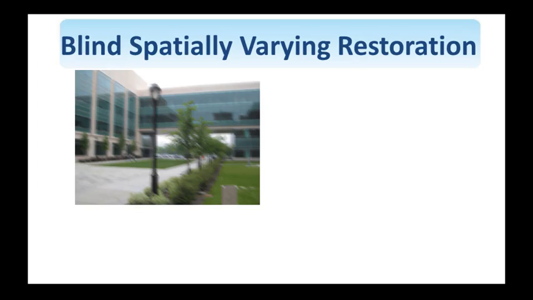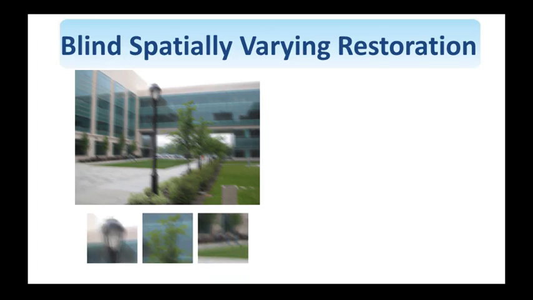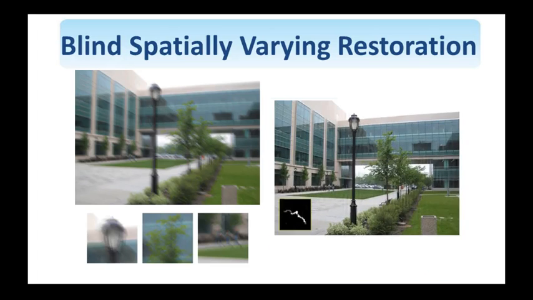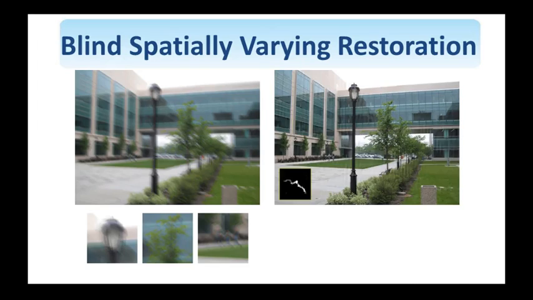We show here an image acquired by a handheld camera. During exposure time, the camera shook, and this is the resulting blurred image. We show some sub-images here blown up to pay attention to. The degradation is not known, and therefore a blind, spatially varying restoration algorithm was developed by us and applied to this image to obtain this restoration.